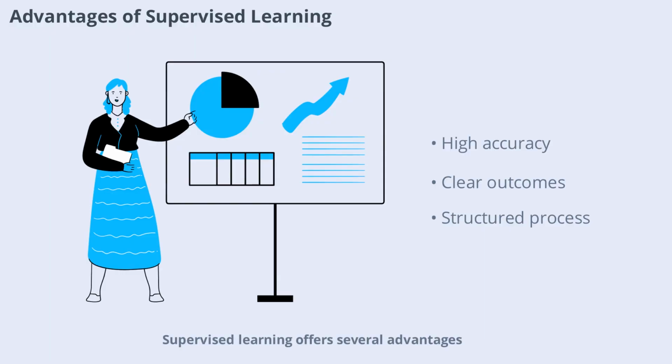Supervised learning offers several advantages. It provides clear guidance for the model, often resulting in high accuracy when enough labeled data is available. The approach is well suited for tasks where the desired outcome is known, making it ideal for classification and regression problems. Its structured nature also makes evaluation straightforward.